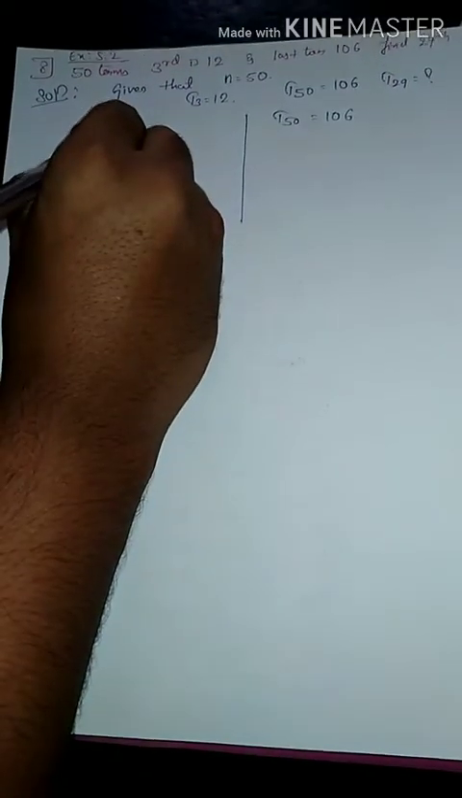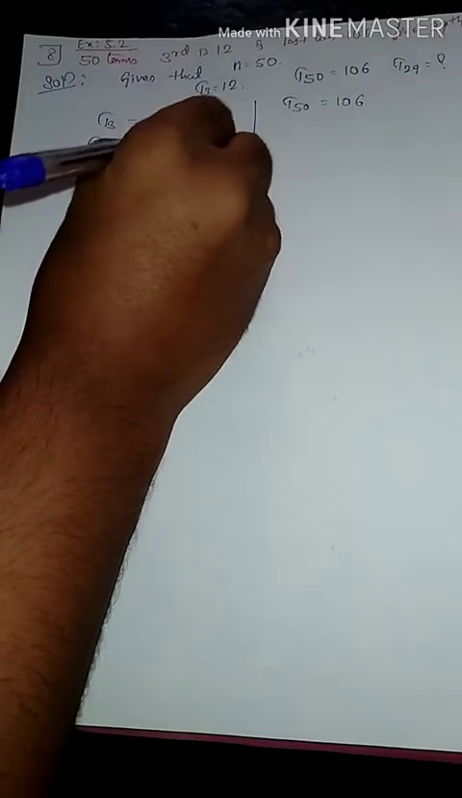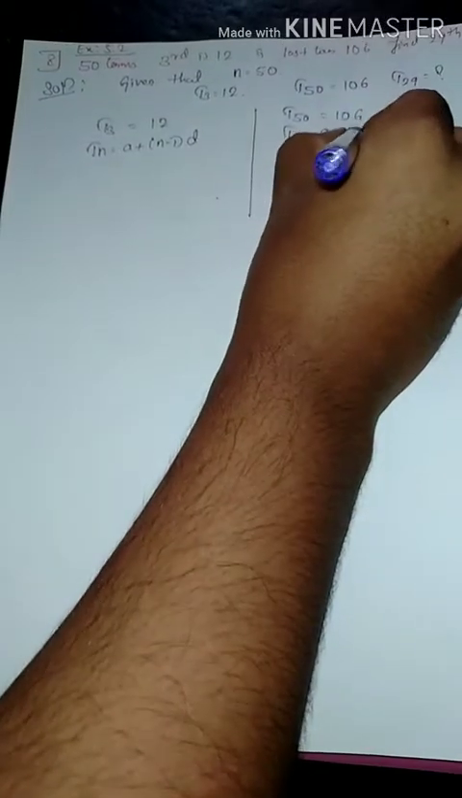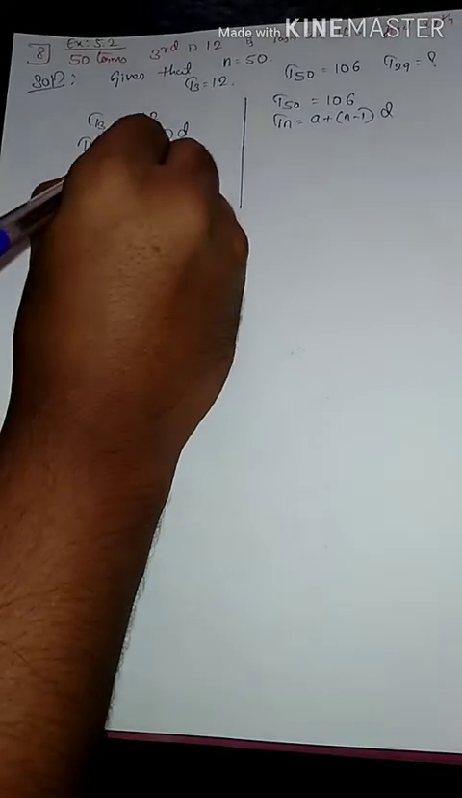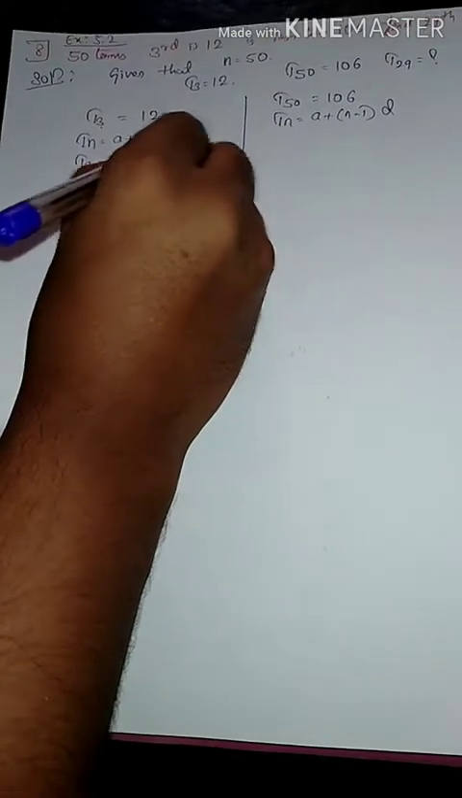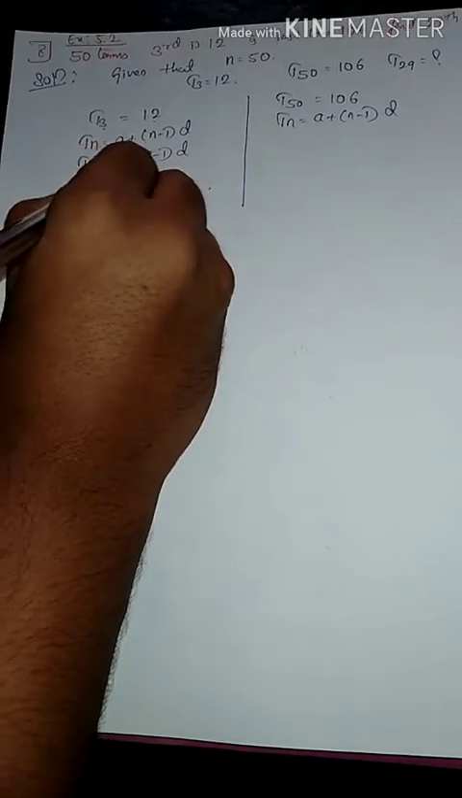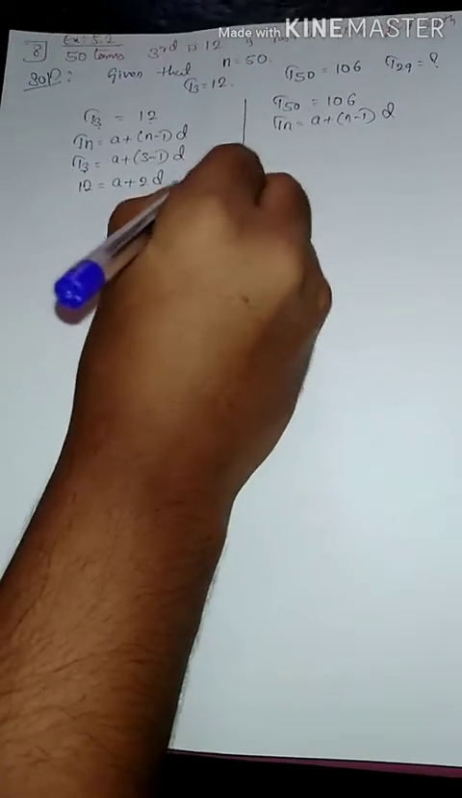We know how to find the nth term of an AP. Tn is equal to a plus n minus 1 into d is the formula to find the nth term of an AP. Now n is nothing but 3. n is equal to 3. T3 is equal to a plus 3 minus 1 into d. T3 is given 12. 12 is equal to a plus 3 minus 1 is 2d, called equation number 1.